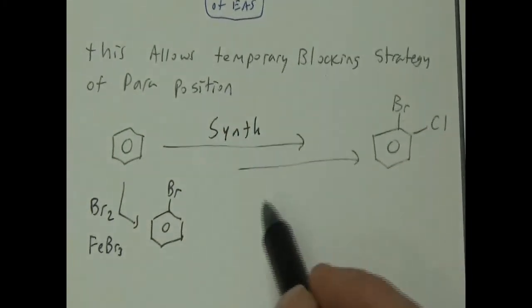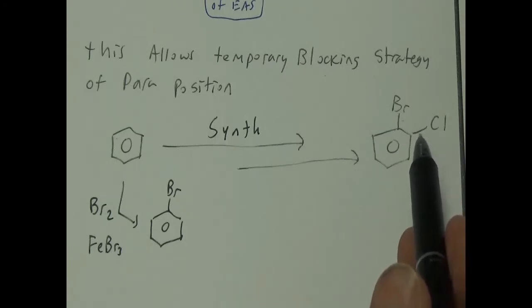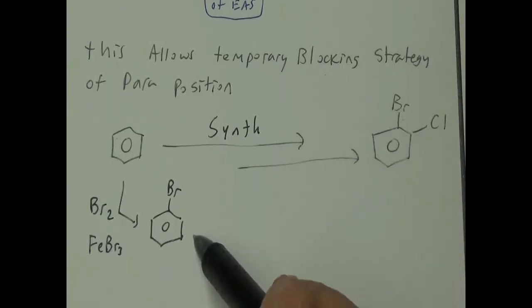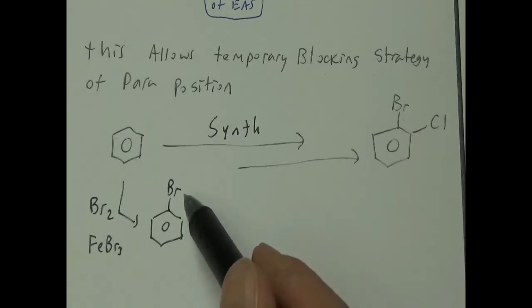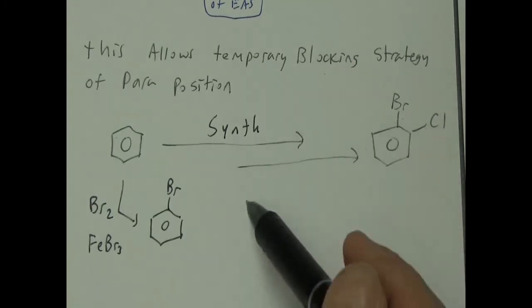So now the question is, how can we get that chlorine on there and have it ortho, right? Because if we just chlorinate now, where's the chlorine going to go? Well, this is an ortho-para director, so the chlorine would probably go to the para position, right? We want it ortho. Aha!